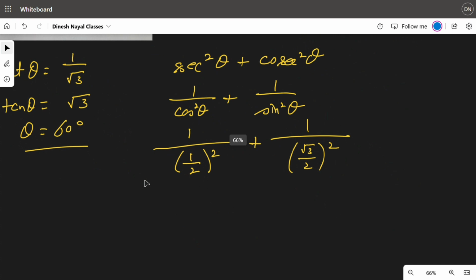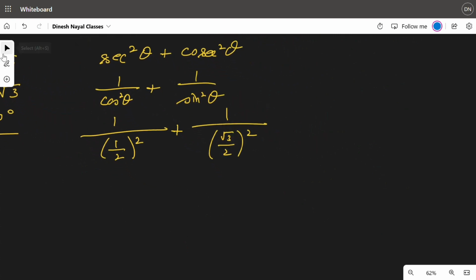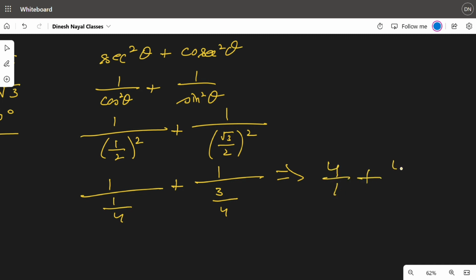Now we have to solve this part. If you open the bracket, this will be 1 upon 1 by 4 plus 1 upon root 3 square, which is 3, over 2 square, which is 4. So 1 upon 1 by 4 will be reciprocated, that means 4 by 1, plus 4 by 3. Now we have to take the LCM 3. This goes 3 times, so 4 times 3 is 12, plus this goes 1 time, so 4 times 1 is 4, which is 16 by 3.